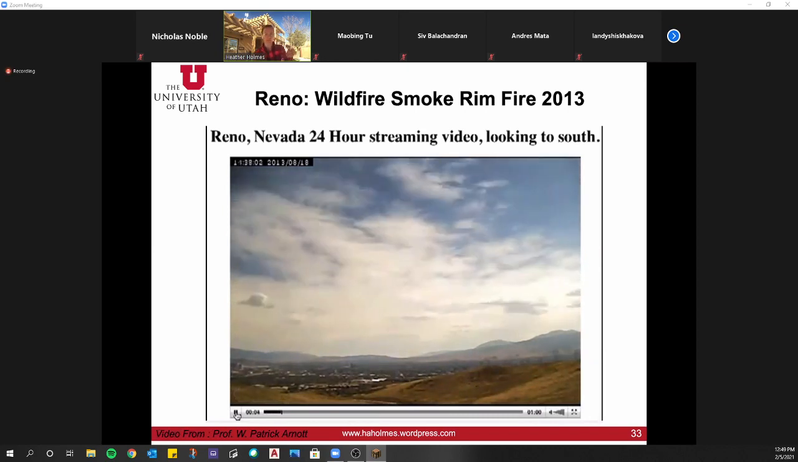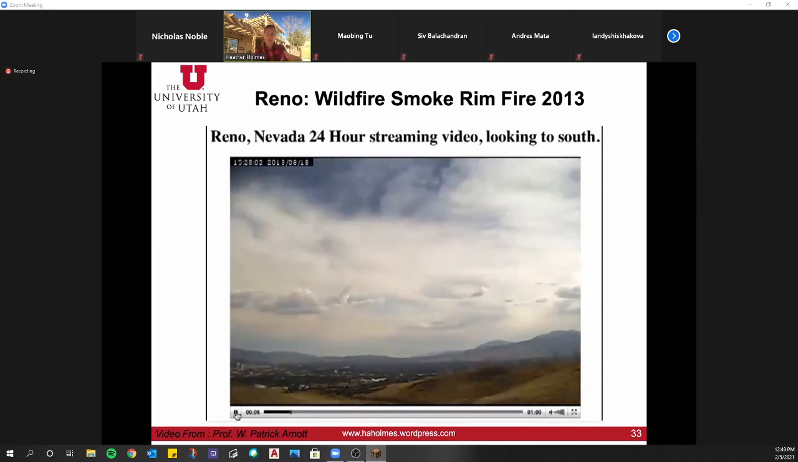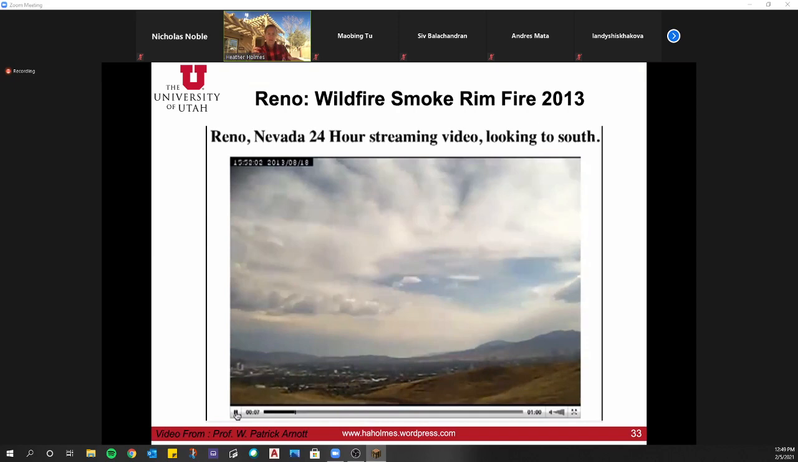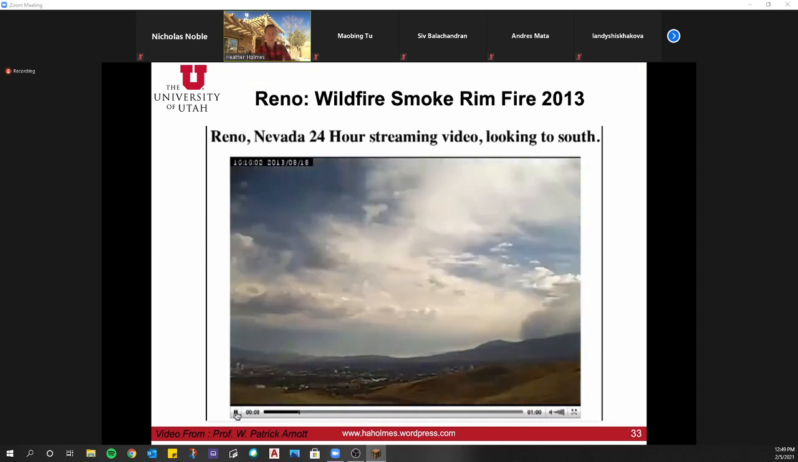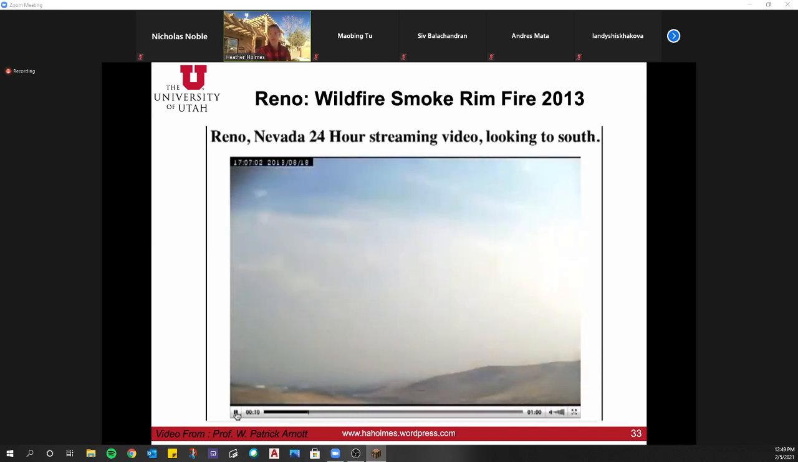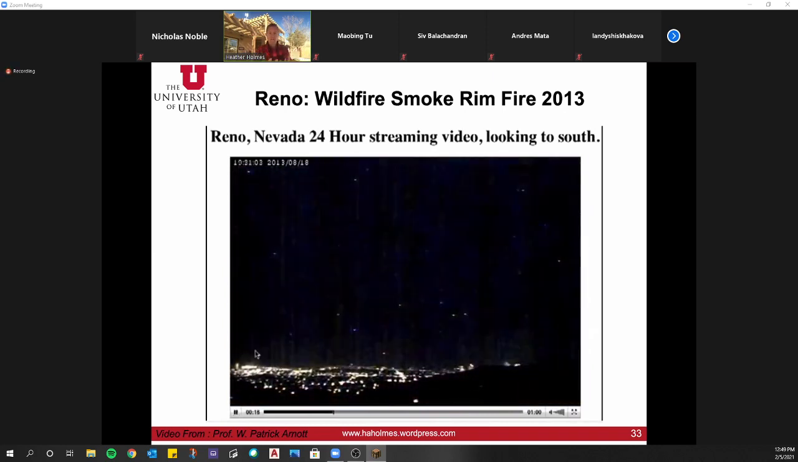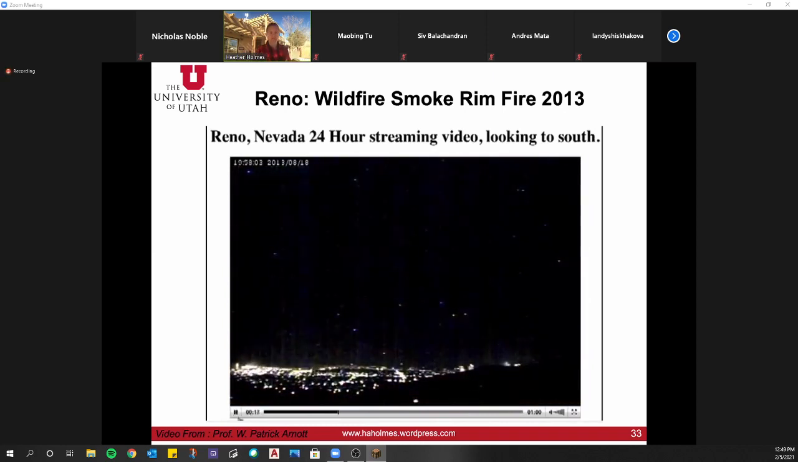This is showing some time-lapse photography looking south into Reno from the mountains. This is one afternoon. You can see on the right there, all that smoke just gets pushed into the valley. This was during the Yosemite Rim Fire in 2013. And you can see that all the smoke, because it's in that valley and the mountains kind of block it, just stays pooled in there throughout the evening.